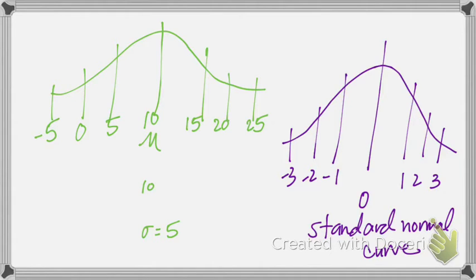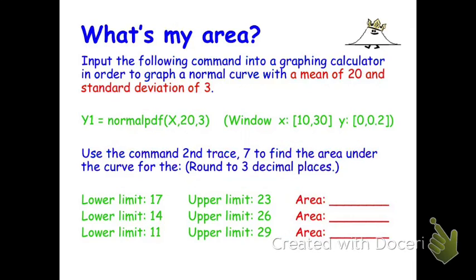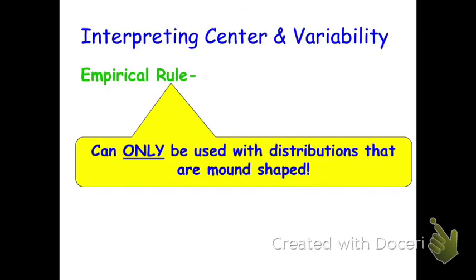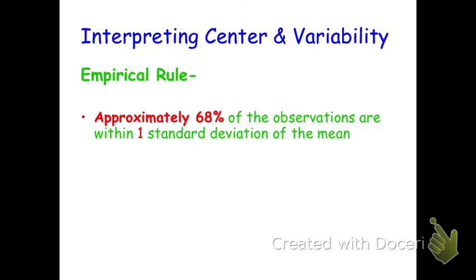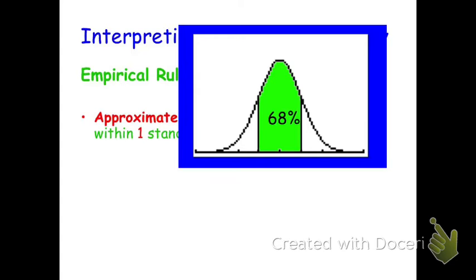Within your first standard deviation, I think this might be the next slide. It's called the empirical rule. Within one standard deviation, it contains 68% of your data.